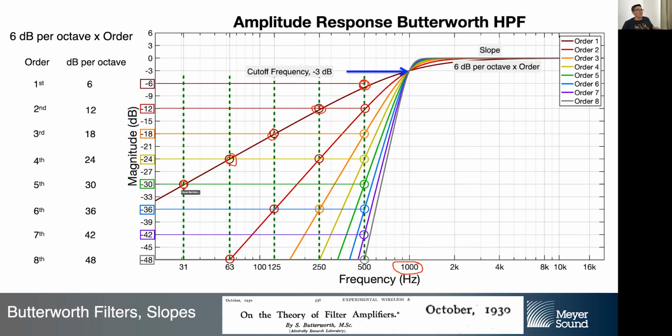Of course, if we use, for example, order number 8, we're going to have a 48 dB per octave slope. So that means that below our cutoff frequency, the slope is going to have 48 dB of attenuation. So the higher the order, the higher the attenuation, as you can see. And remember, the math we're using to know the slope is 6 dB per octave times the order. Okay, so we know a little bit more about the slope.